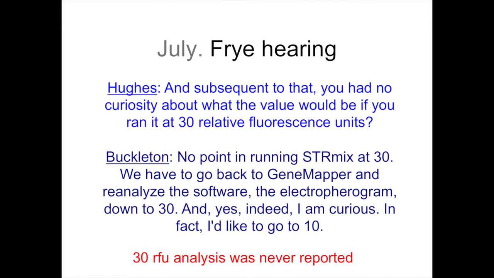There was a Frye hearing. Legal aid was successful in getting that in July. Fascinating transcript, which perhaps Clint Hughes would be happy to share with you. And they kept coming back to this question of 30 RFU, where validation studies have been done for STRmix, and where between that 30 and 50 RFU range, there's a lot of peaks that would produce an exculpatory statistic. So the question is, why aren't you looking down there? And so Mr. Hughes asks, did you have any curiosity about what the value would be if you ran your program at 30 RFU instead of at 50, where you're throwing out all this evidence?